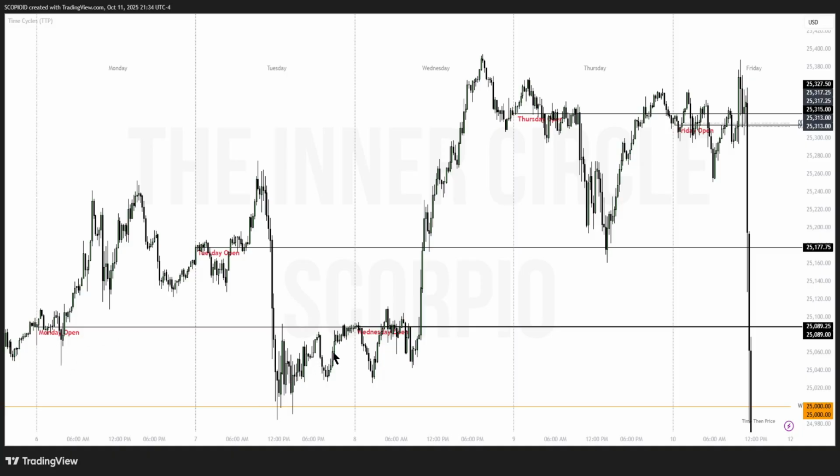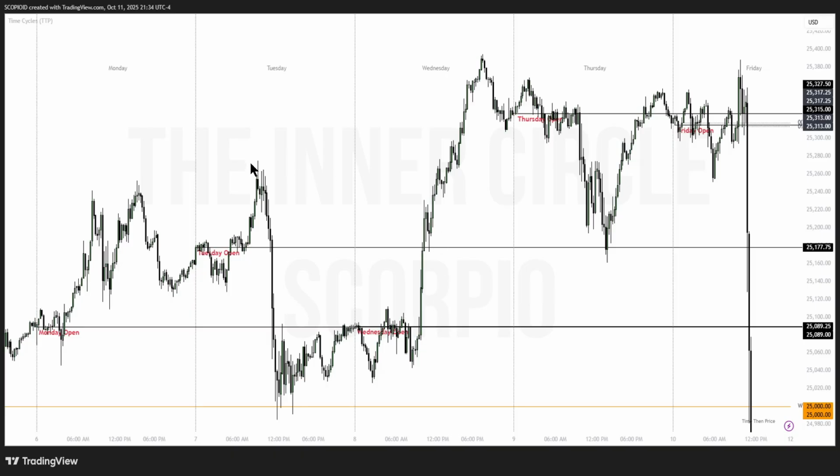Then it consolidates over here. Wednesday opens, we make a low. This is a minor buy side. We make a fair value gap through that buy side. So what we will do is a retracement. We will not take this low. This is a protected low. And then we go up because this is a continuation.